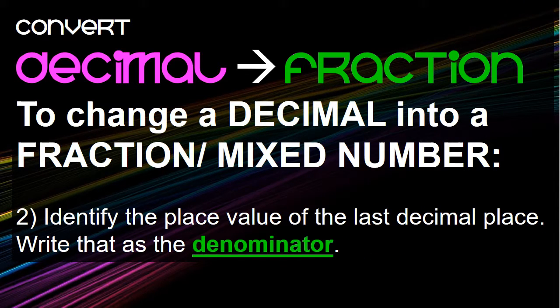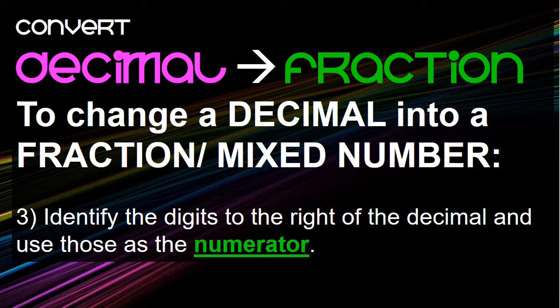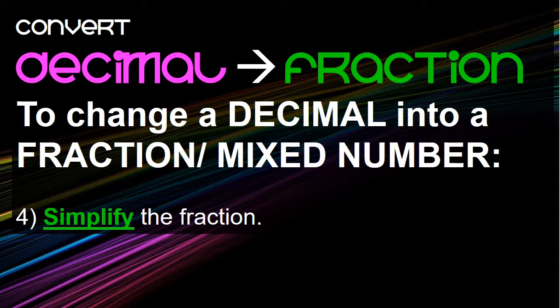And in step number two, we're going to identify the place value of the last decimal place, and we're going to write that as our denominator. In step number three, we're going to identify the digits to the right of the decimal, and we're going to use those as our numerator. And in step number four, last but not least, we always simplify our fractions.